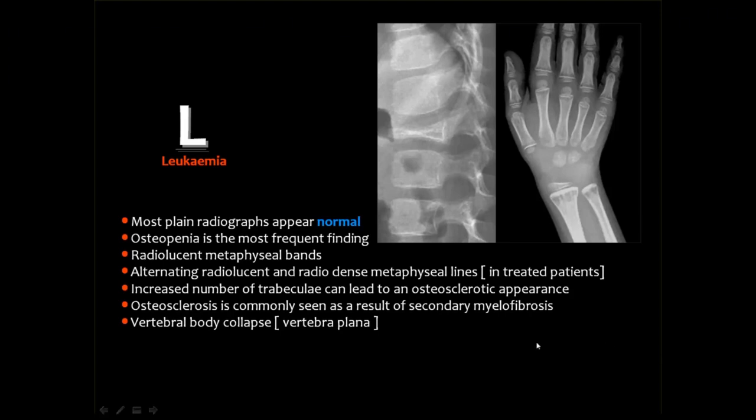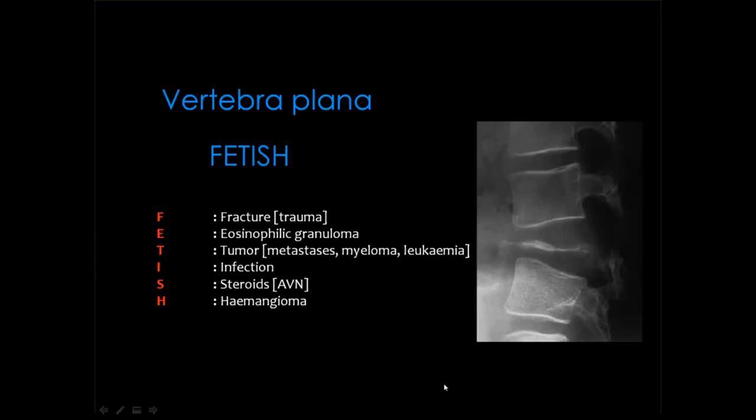You may get some osteosclerotic appearance, and you may also get collapse of one or more of the vertebral bodies, which is known as the vertebra plana. Then, what is the differential or the causes of the vertebra plana?